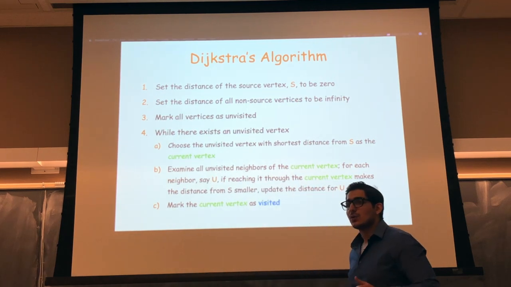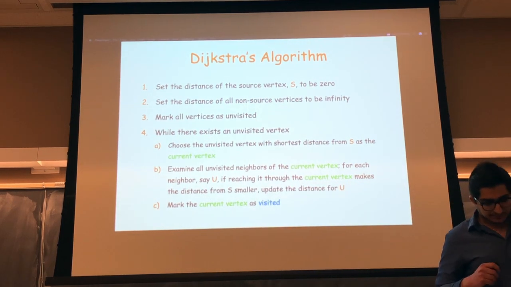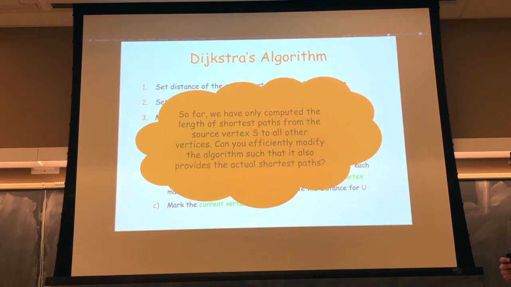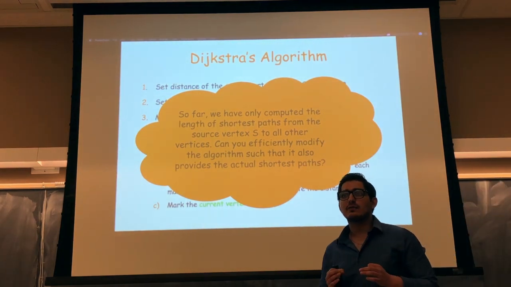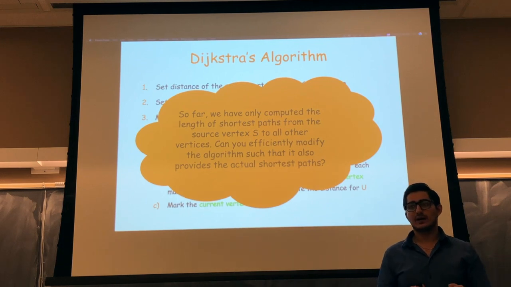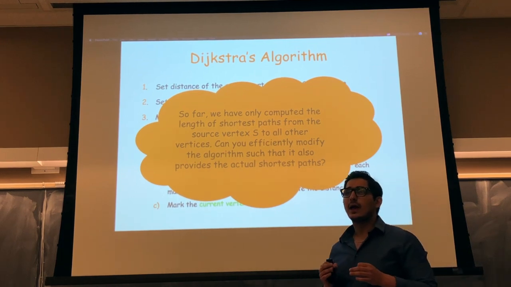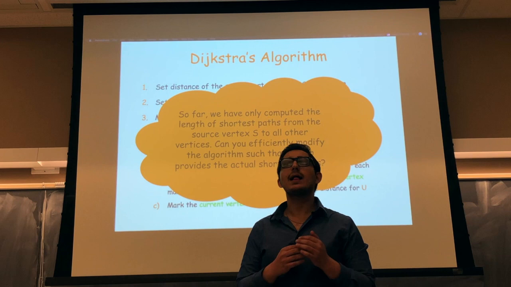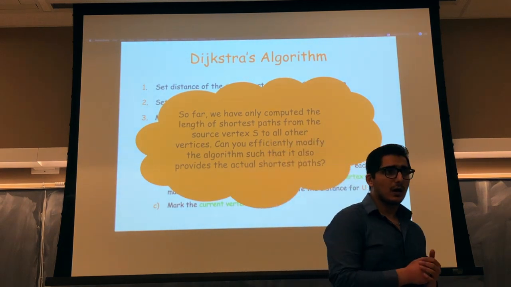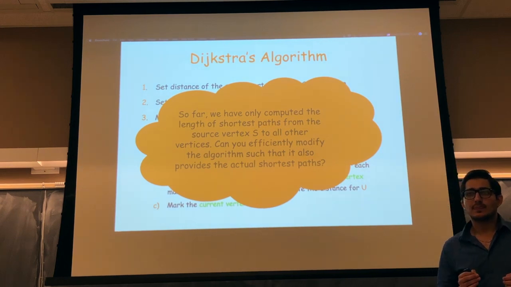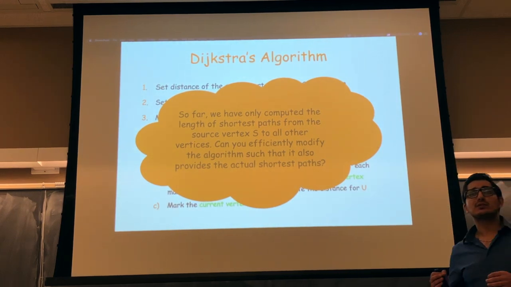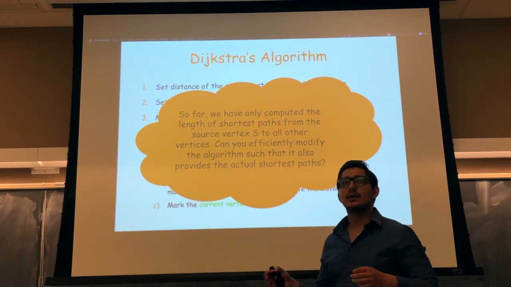Great. So far, we have only computed the length of shortest distance from the source vertex. How can we efficiently modify the algorithm we just saw to obtain the actual shortest path? Let's take a few minutes to think about it, and then we can discuss it together.